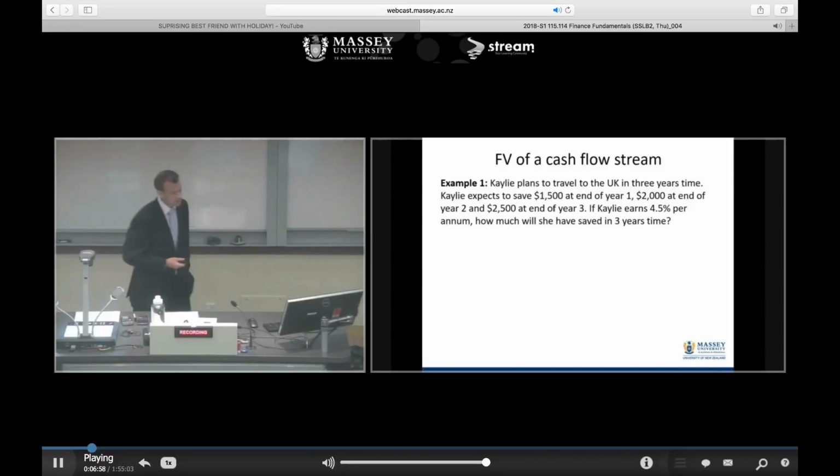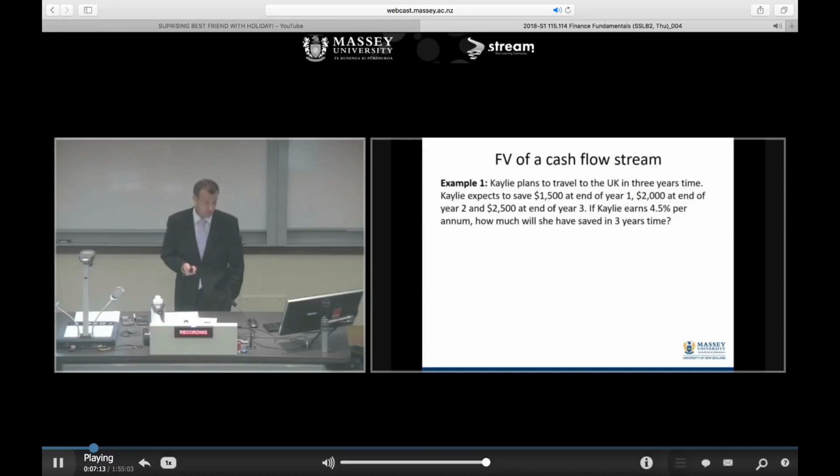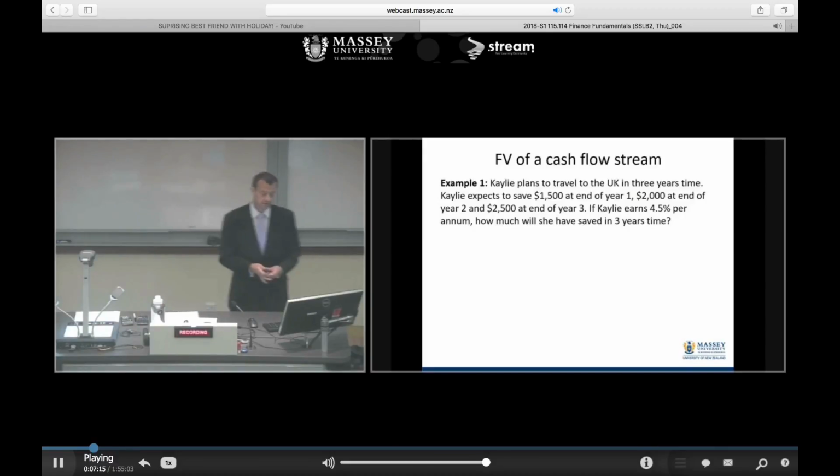So Kaylee plans to travel to the UK in 3 years' time. She expects to save $1,500 at the end of year 1, $2,000 at the end of year 2, and $2,500 at the end of year 3. If she earns 4.5% per annum, how much will she have saved in 3 years' time?